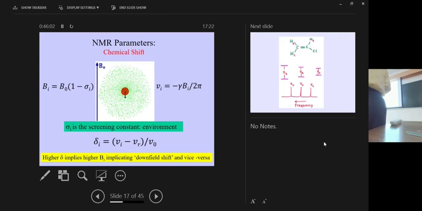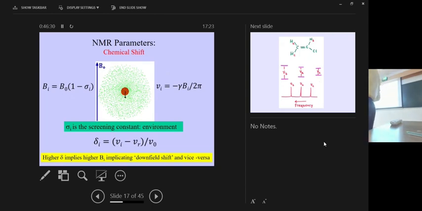Now, this will depend upon what is the value of sigma i. Okay, and that is the crucial thing. That depends on the chemical environment of the nucleus. The chemical environment of the nucleus determines what this sigma i is, and that is called the screening constant, which depends on the environment. Accordingly, we define certain parameters called the chemical shift. Okay, so higher the delta implies higher nu i, implicating downfield shift and vice versa.